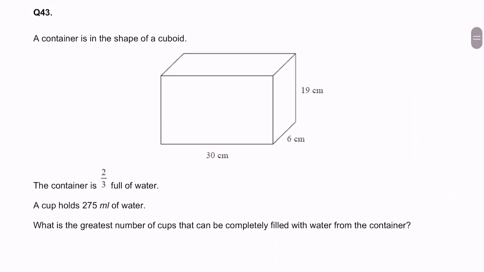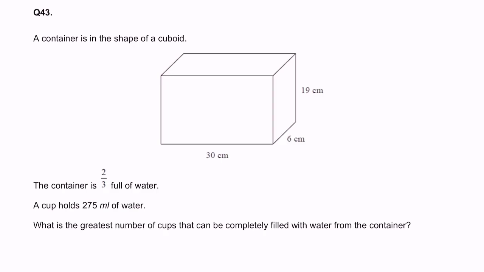Question 43. A container is in the shape of a cuboid. The container is 2/3 full of water. A cup holds 275 milliliters of water. What is the greatest number of cups that can be completely filled with water from the container?